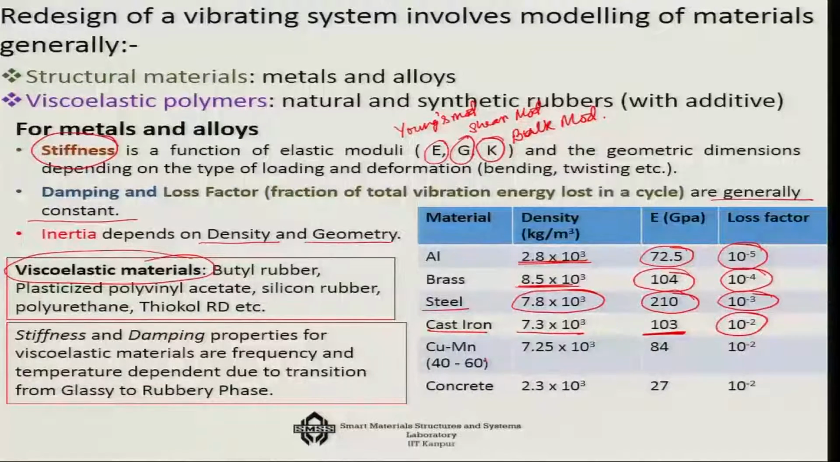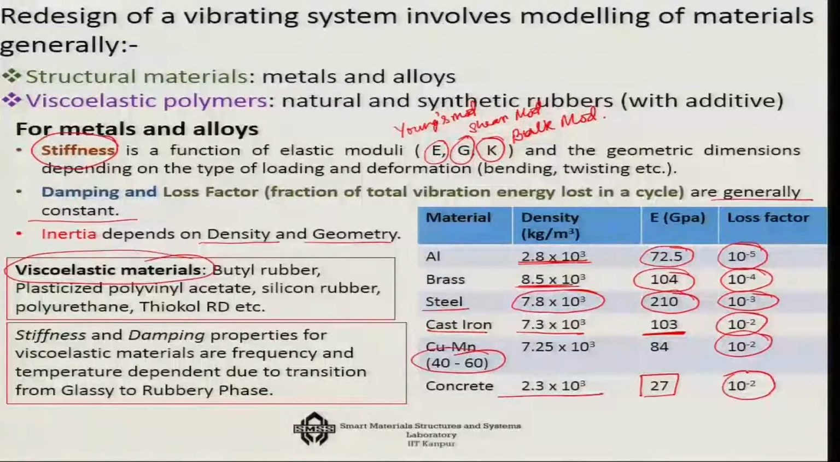If you go for copper manganese, a 40:60 ratio alloy, you get nearly the same kind of thing, but the better part compared to cast iron is that cast iron is more breakable, whereas this is more ductile. If you can use concrete, then your density is about the same level as aluminum, modulus of elasticity is not very high, and the loss factor you will get is of the same level as cast iron or copper manganese alloy.